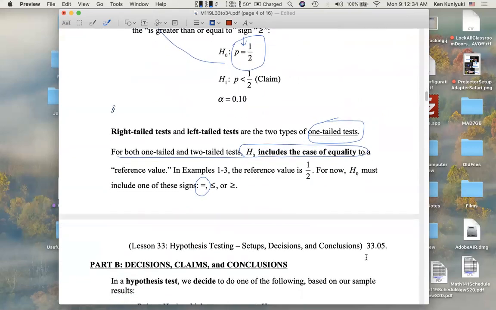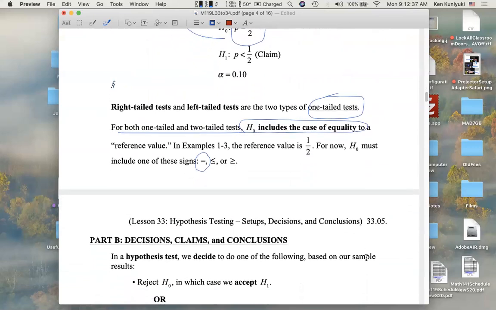Okay, next up, how do you decide whether to reject the null or not? Next time.